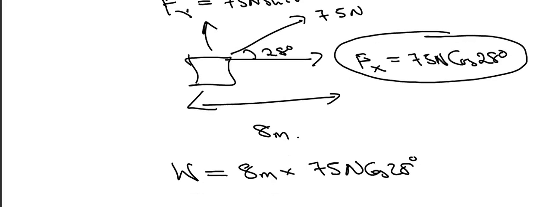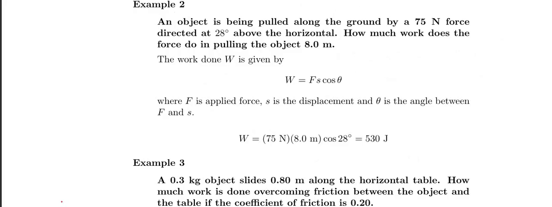If we punch this, this is what you should be getting. You should get 529.9. Then you round it off to the nearest tens. So this is what you're going to get.